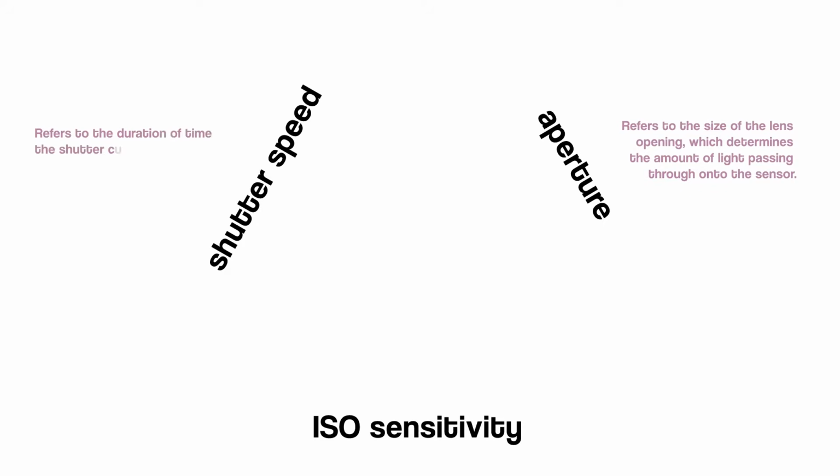Exposure is controlled by 3 fundamental elements: aperture, shutter speed, and ISO sensitivity. Aperture refers to the size of the lens opening, which determines the amount of light passing through onto the sensor. Shutter speed refers to the duration of the time the shutter curtain remains open, allowing the light to reach the sensor. And ISO sensitivity, which refers to the sensor's sensitivity to capturing light.